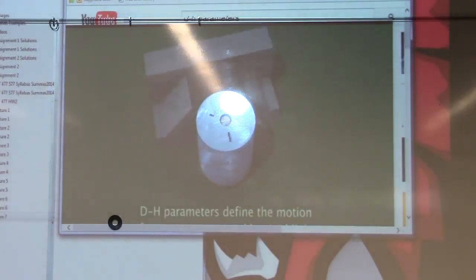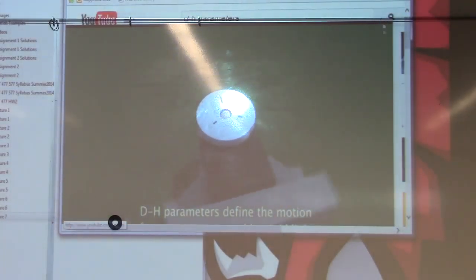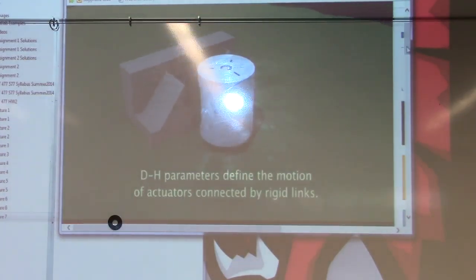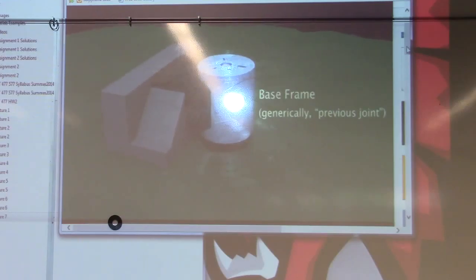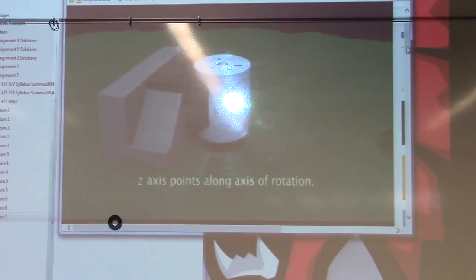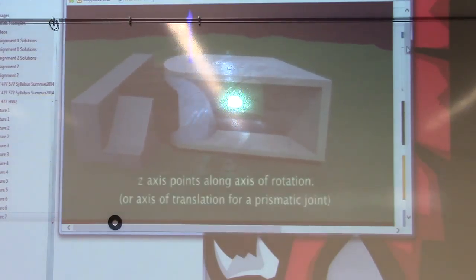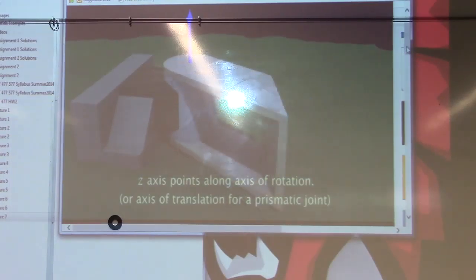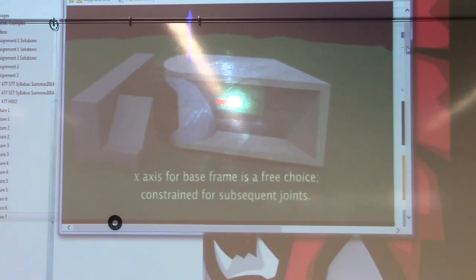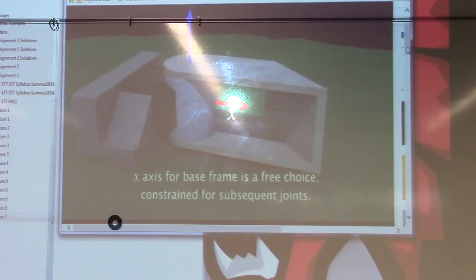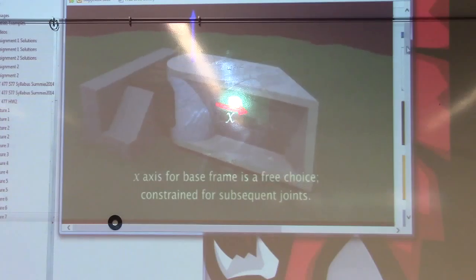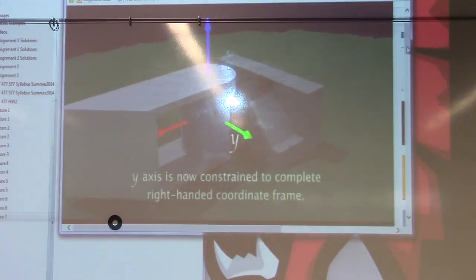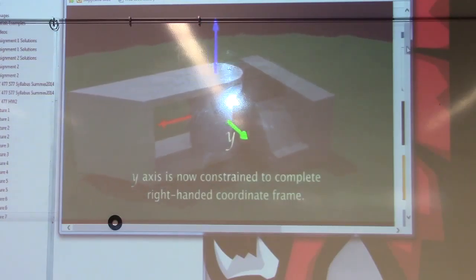The Denavit-Hartenberg parameters allow you to succinctly describe the motion of a series of rigid joints. This is useful for efficient calculation of forward and inverse kinematics. The process begins by defining the z-axis along the axis of rotation for revolute joints, or the axis of translation for prismatic joints. Since this is the first joint, the x-axis is a free choice. For later joints, each x-axis will point away from the previous joint. The y-axis simply completes the right-handed reference frame.